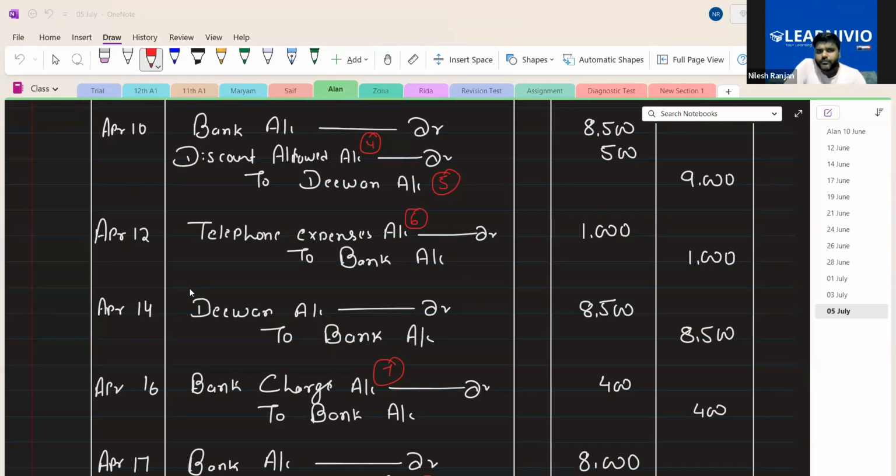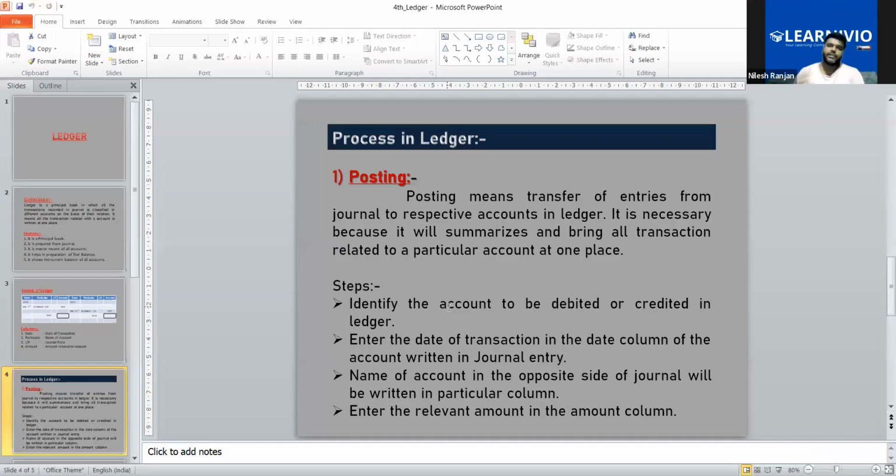Sir, we wrote till format of ledger and then column. Okay. So here you can see the process in ledger.